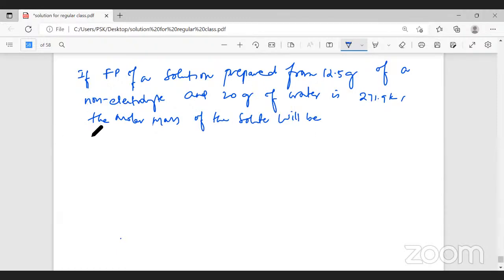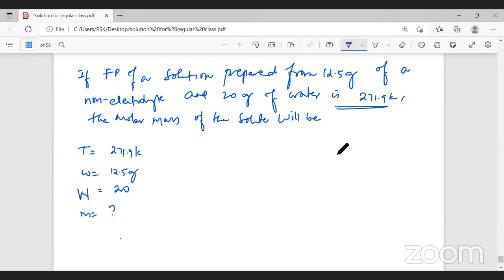So what is given now? They have given the freezing point of the solution, prepared from 12.5 grams of non-electrolyte and 20 grams of water. They have given T to be 271.9 Kelvin. It's in the Kelvin scale now. And they've given you the weight of solute, 12.5 grams, and the weight of the solvent, 20 grams. They're asking you to calculate this.